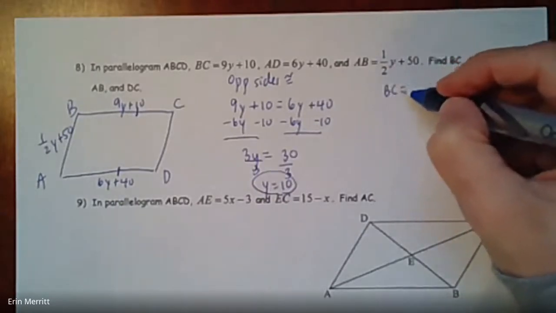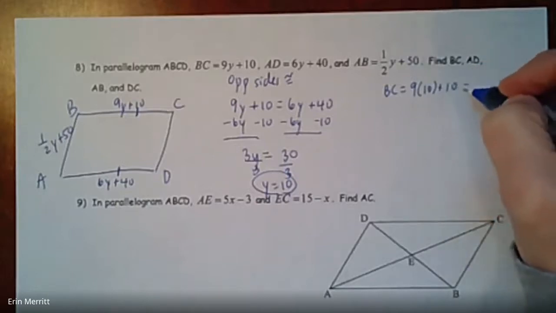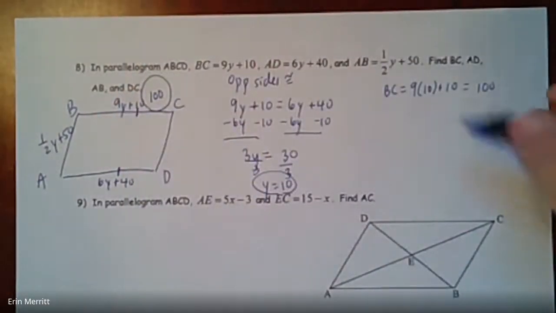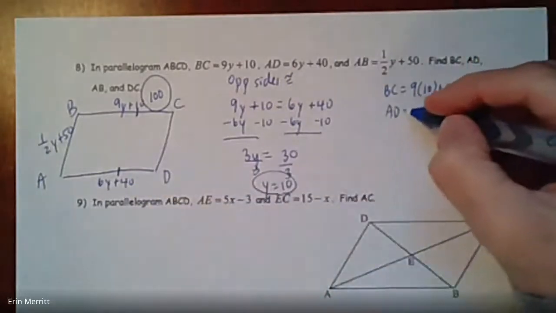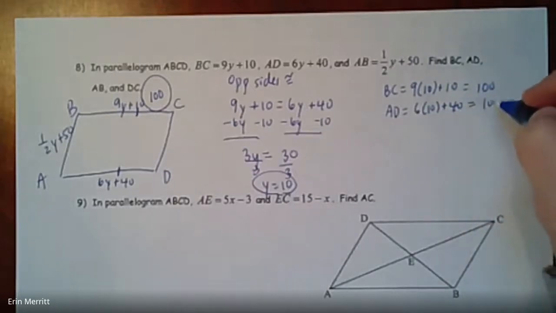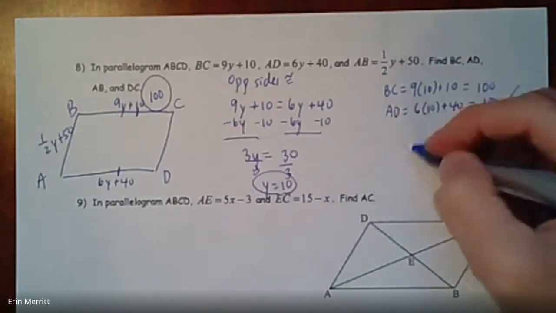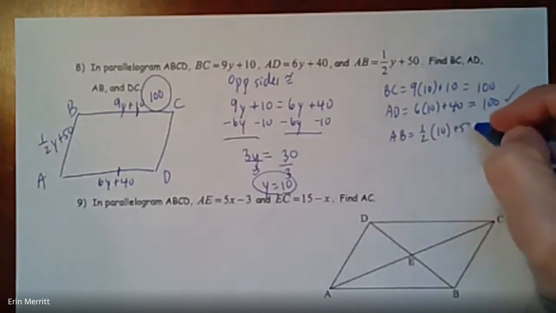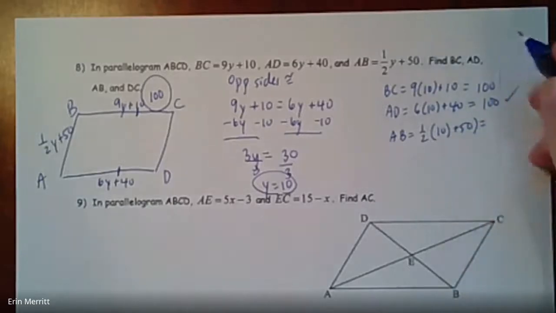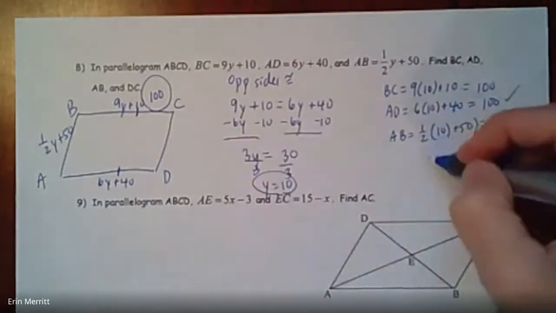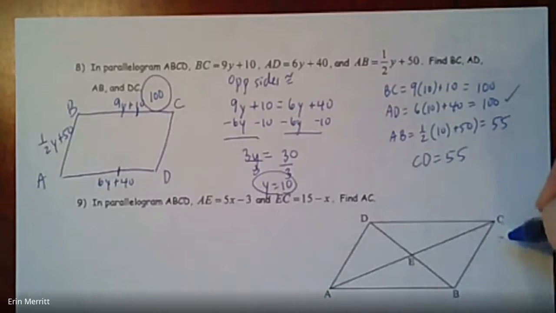So BC should be 9 times 10 plus 10. That's going to come out as 100. And now what's the unit of measure? I don't know. So 100 units is fine. All right. AD should be the same thing. If you want to check your work as you're doing it, then yeah, plug into both and you can double check. So there's 60 plus 40. That checks out right there. And then AB, now you can plug into that 1/2 of 10 plus 50. Well, that'd be 5. And then plus 50, that's going to give us 55 right there. And then CD has to be the same thing. And there we go.